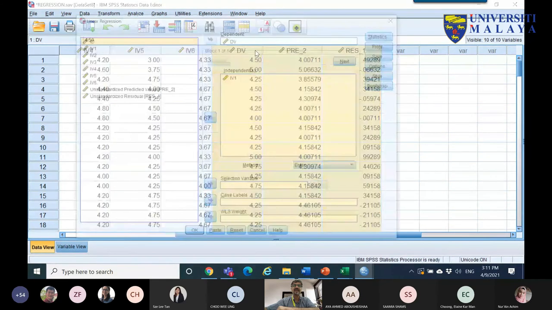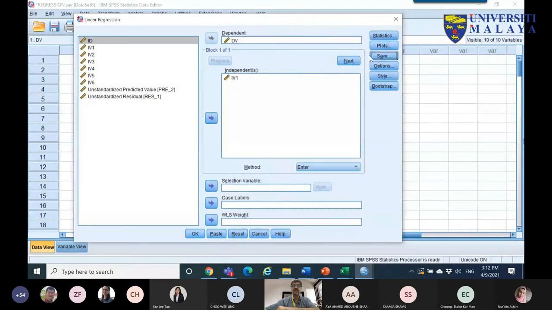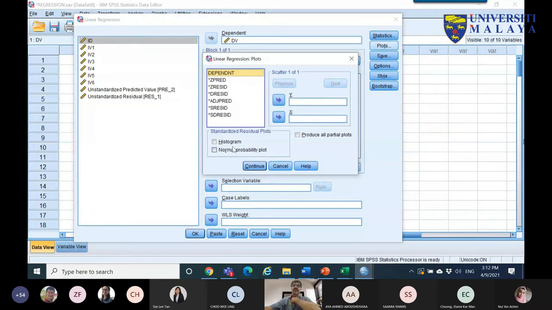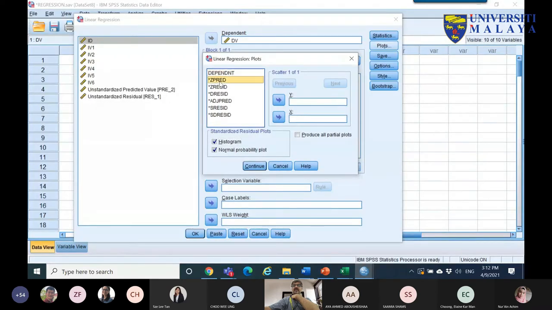What I need to do? Under linear regression, let me unselect the values. When you run the model under regression, under plots, you can see here the normality probability plot for the residual and histogram. You can select these two. Beside that, to check the homoscedasticity assumption, we can cross between prediction at X and residual at Y.